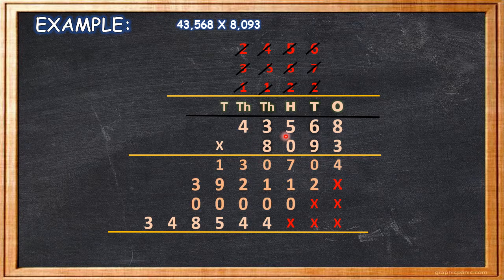8 5s are 40 plus 5, 45. 5 here, 4 will be here. Then 8 3s are 24, 24 plus 4, 28, 8 will be here, 2 will be carry over here. 8 4s are 32, 32 plus 2, 34. Yes, children, this is clear.